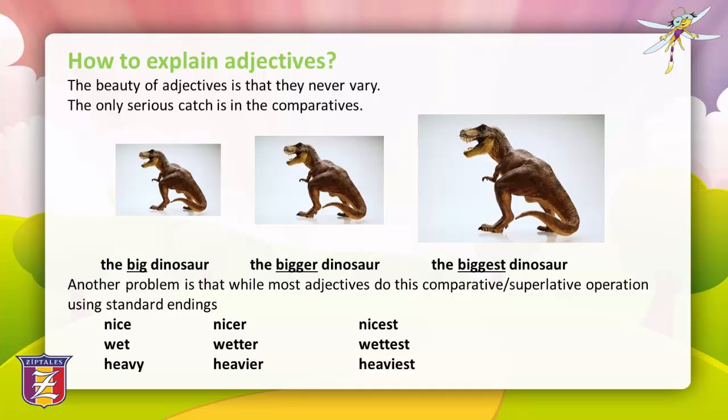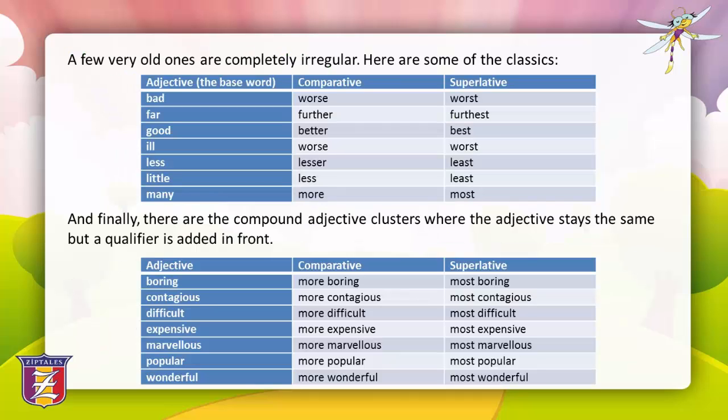Another problem is that while most adjectives do this comparative superlative operation using standard endings, like this list, a few very old ones are completely irregular. Here are some of the classics. These need regular workouts. And finally, there are the compound adjective clusters where the adjective stays the same, but a qualifier is added in front.